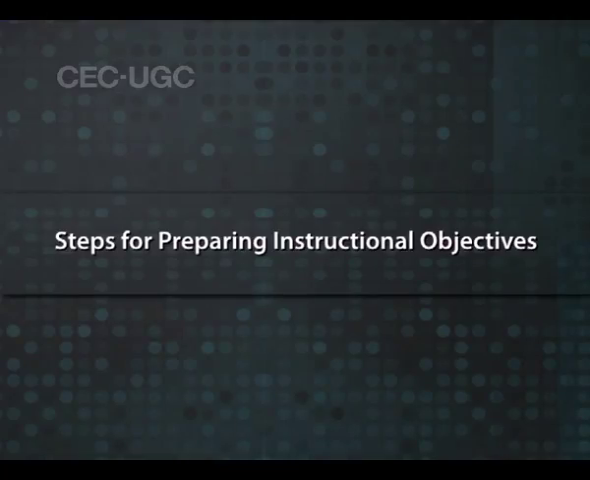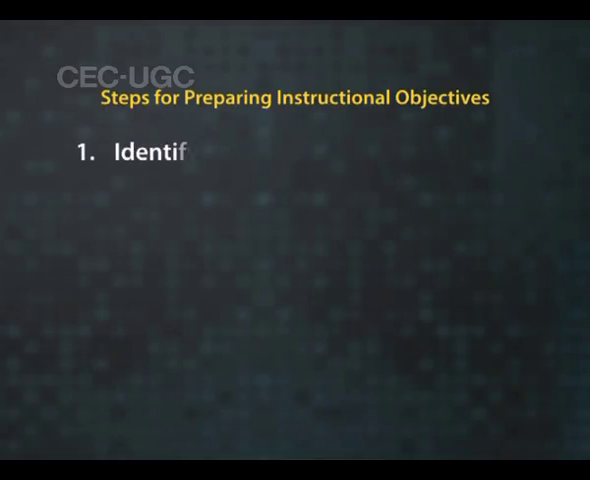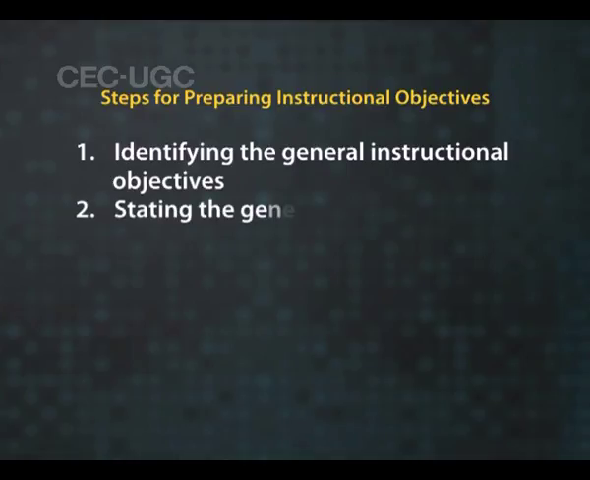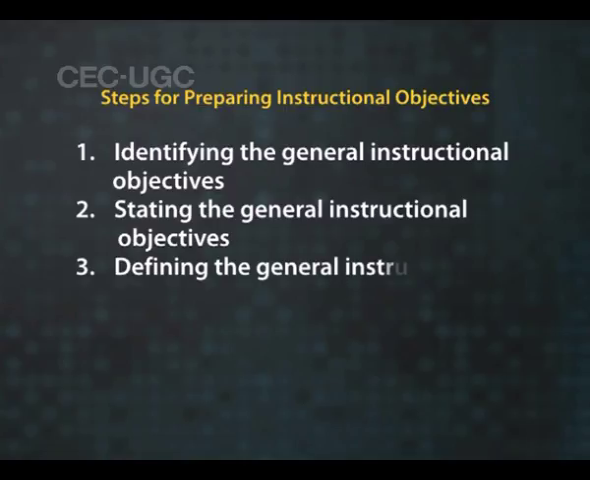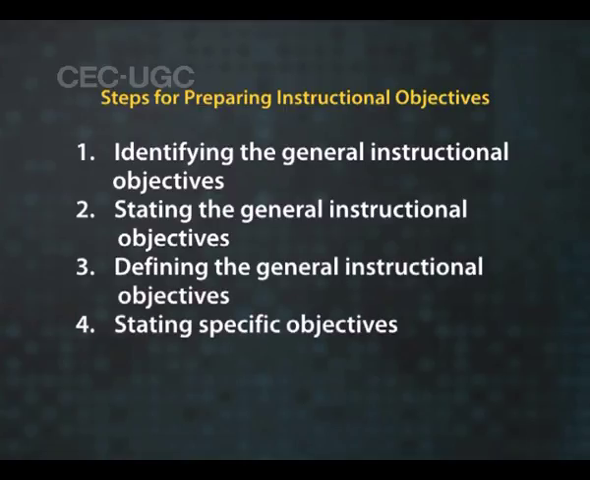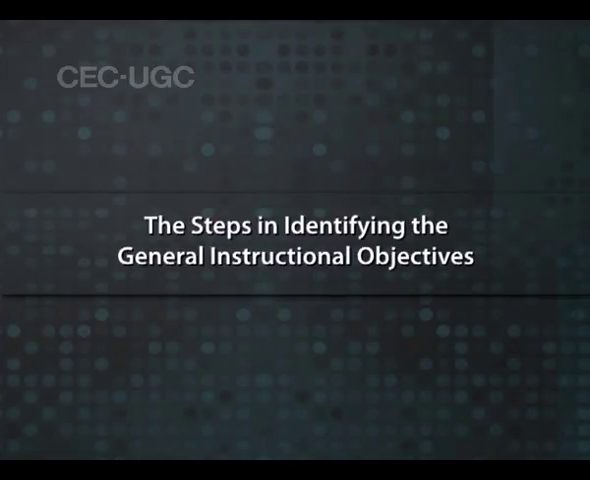Steps for preparing instructional objectives. The following outline summarizes the general procedure for defining instructional objectives: identifying the general instructional objectives, stating the general instructional objectives, defining the general instructional objectives, stating specific objectives.